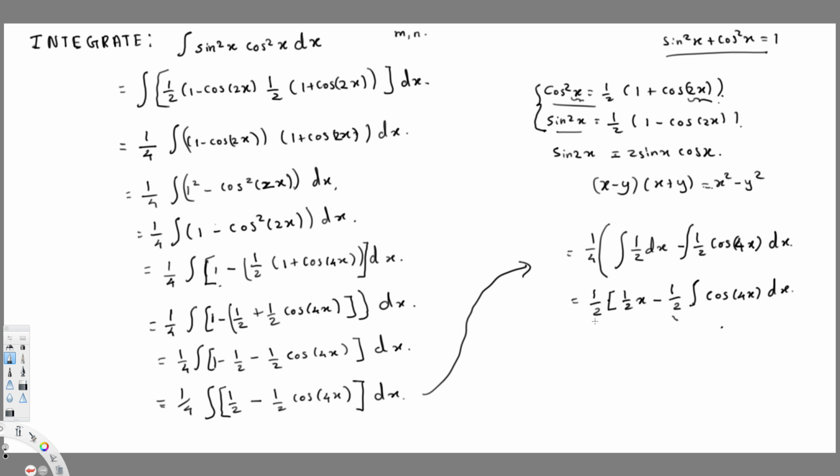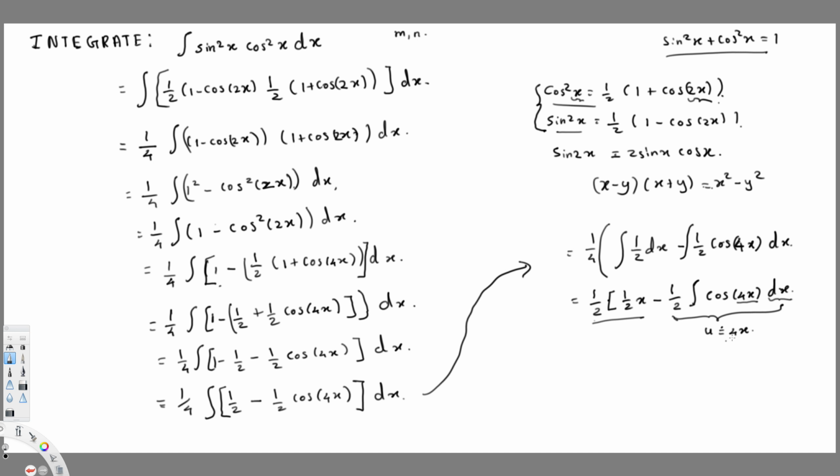I integrated this one already, so we don't have to worry about it. We only have to integrate this one right here. So let's do the u substitution. Let's take u as 4x. If I take u as 4x, I have taken care of this one, but we have to do something for the dx right here.